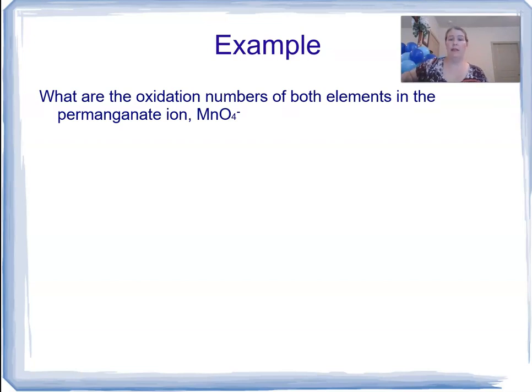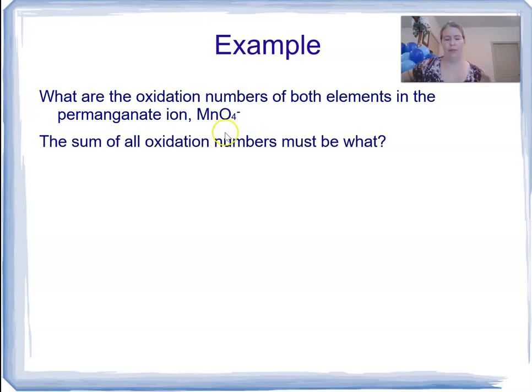Let's try writing the oxidation numbers of both of the elements in the permanganate ion, MnO4-. We can just think through the steps here. The sum of all the oxidation numbers has to be -1, because the rules say the sum of all oxidation numbers has to be equal to the charge on the polyatomic ion. I don't know what the manganese is off the top of my head, but I do know that oxygen should be more electronegative. It's a nonmetal. And so it should have the same oxidation number as if it were an ion. So the oxygens there should be -2.